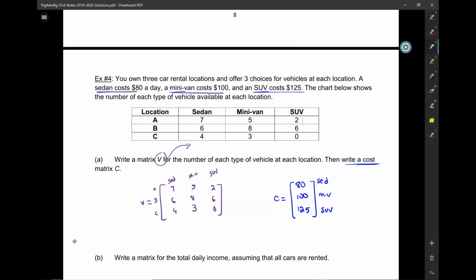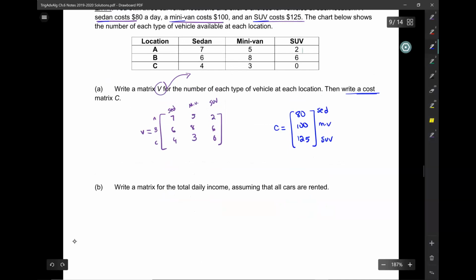Okay, so those are the two matrices. Now, suppose somebody wanted to know, okay, suppose I rent all the cars in all the locations. How much money am I going to put in my pocket? So to figure this out, you're going to have to multiply these two matrices. Now you're thinking in your head, oh my God, Miss Malikan, that's so silly. I could just crunch a couple numbers and figure it out. Well, yeah, maybe you can, but you know what?